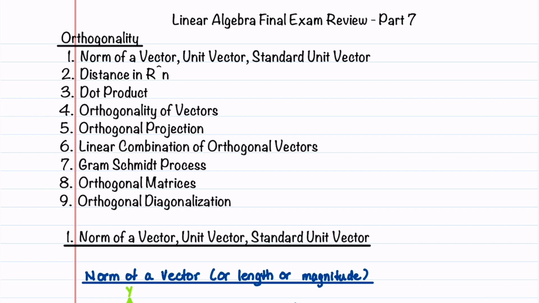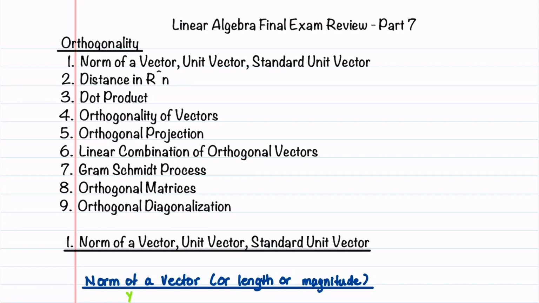This is the last part of a 7-part series on topics that commonly appear on an introductory linear algebra midterm or final exam. This video goes over 9 topics related to orthogonality. We'll begin by defining the norm of a vector, a unit vector, and a standard unit vector, and we'll do an example of each one.